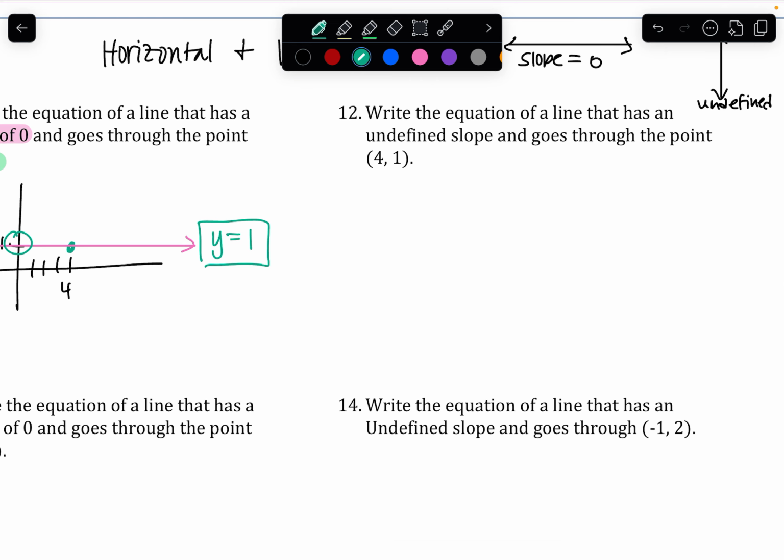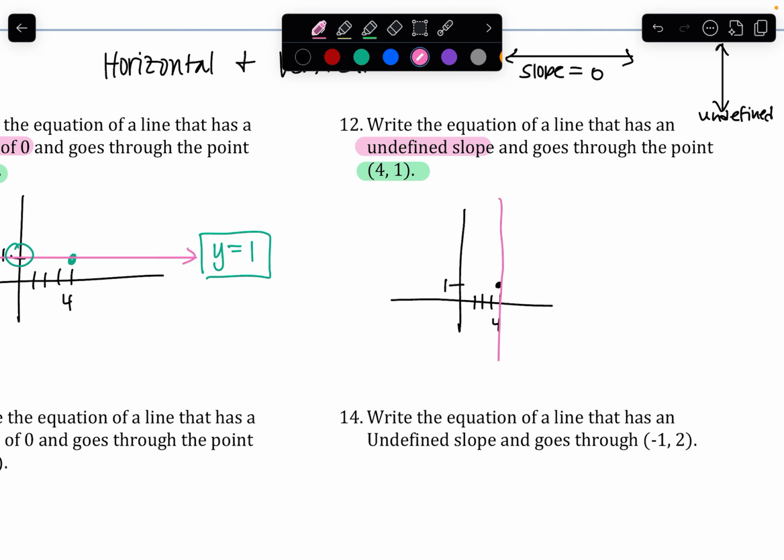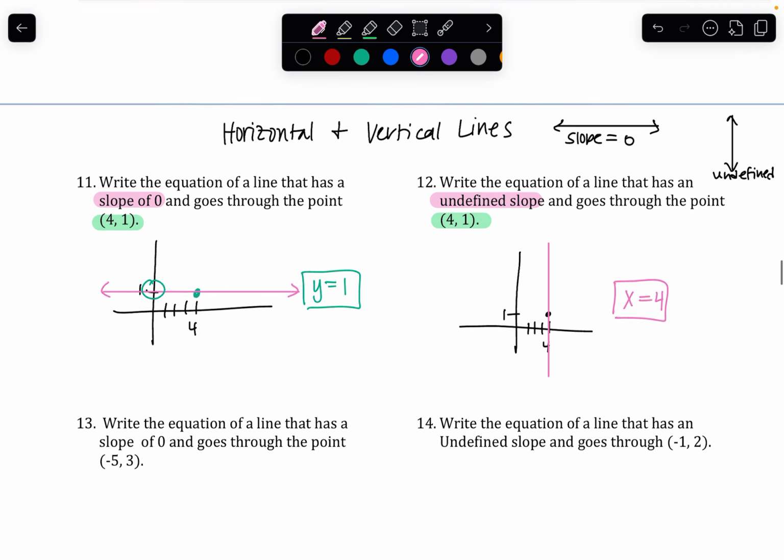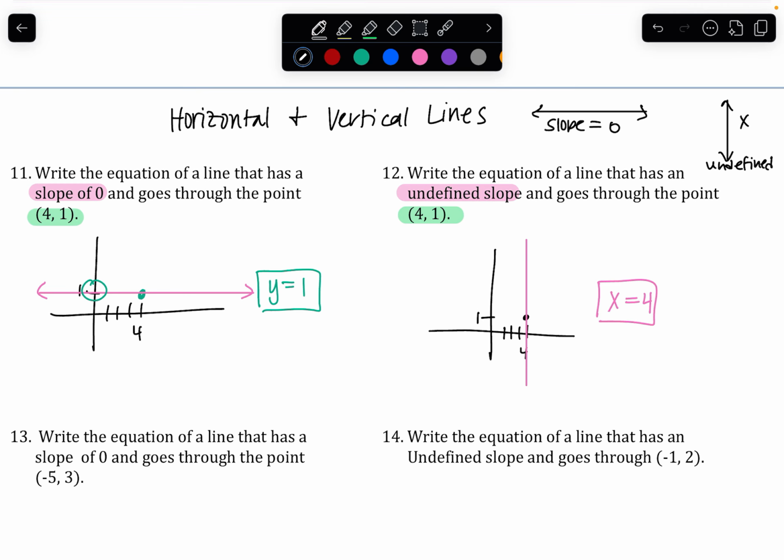So this next one says write an equation of a line that has an undefined slope and goes through the point (4, 1). So first thing I do is get a rough sketch of where that point is. And then undefined is vertical. So this line crosses the x-axis at 4. There's my equation. X equals 4. So all undefined slopes have x equals a number, and all 0 slopes have y equals a number.